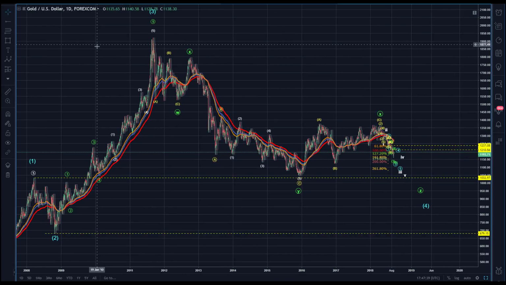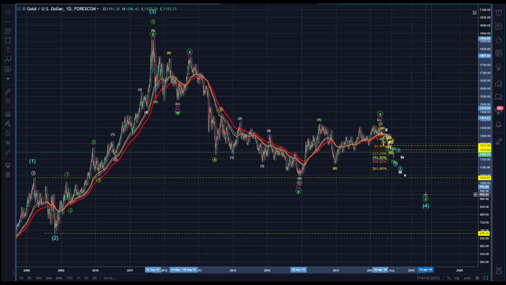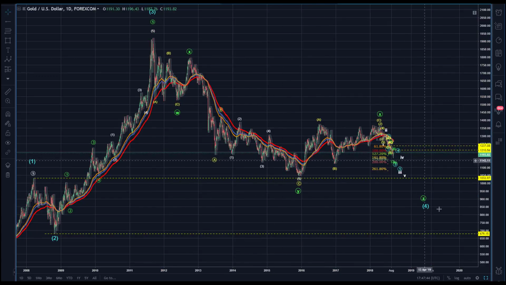It looks to me like we are in the midst of a WXY, XZ, right? Now I come to that conclusion reluctantly because I don't like to overcomplicate it, but it's very difficult to get a count that doesn't support new lows here based on what's happened from this range that we hit up here.